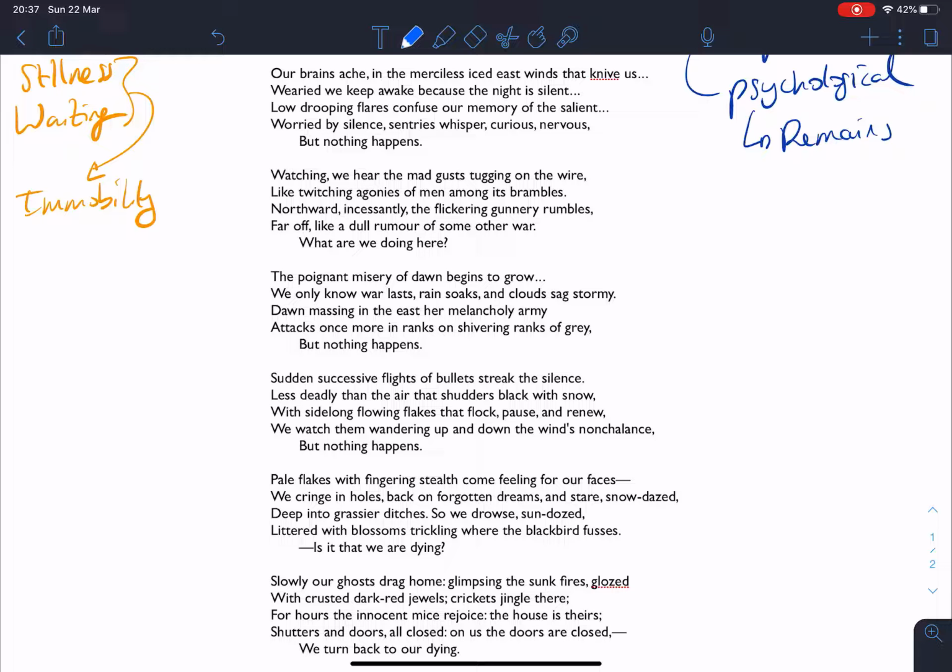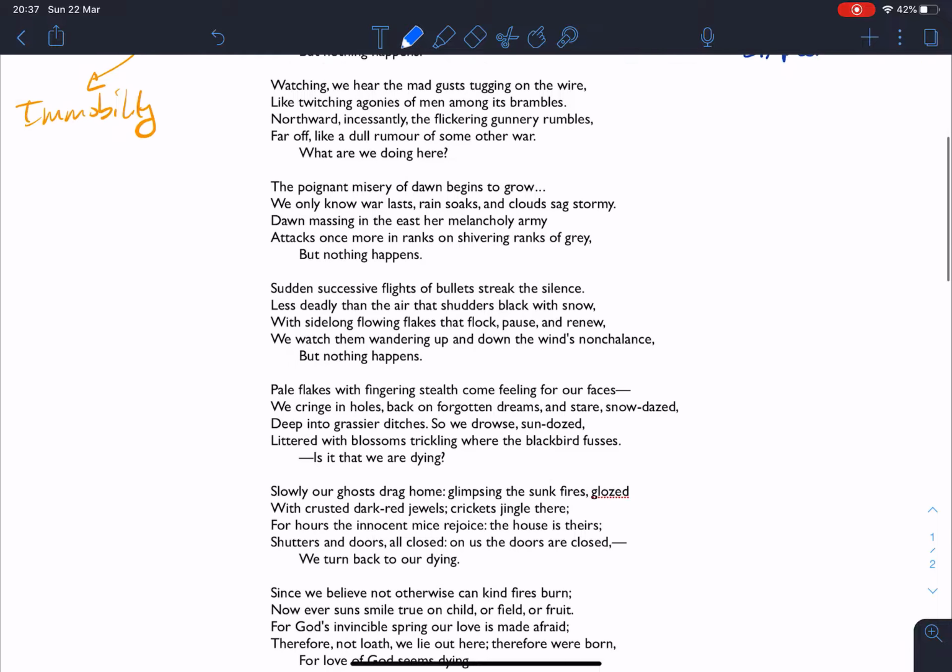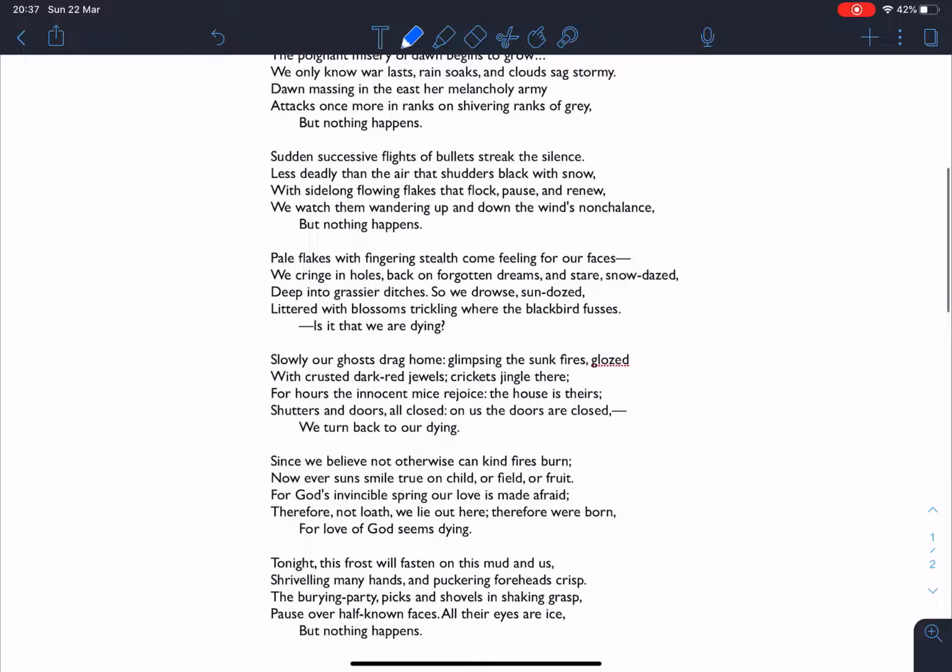What are we doing here? The poignant misery of dawn begins to grow. We only know war lasts, rain soaks, and clouds sag stormy. Dawn massing in the east, her melancholy army attacks once more in ranks on shivering ranks of grey, but nothing happens. Sudden successive flights of bullets streak the silence, less deadly than the air that shudders black with snow, with sidelong flowing flakes that flock, pause and renew. We watch them wandering up and down the wind's nonchalance, but nothing happens.